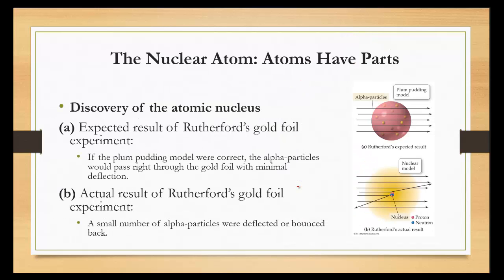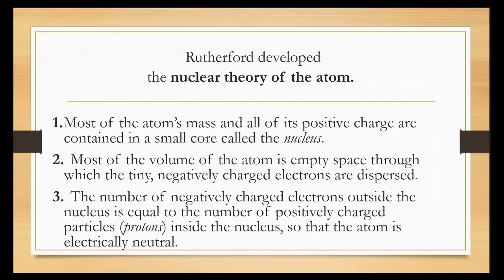So if the plum pudding model was correct, the alpha particles would pass right through the gold foil with minimum deflection. That was his hypothesis. But what actually happened is when the alpha particles hit the nucleus of the gold foil, it ended up ricocheting off. And that helped Rutherford develop the nuclear theory of the atom.